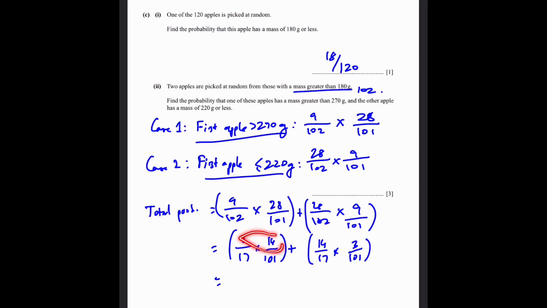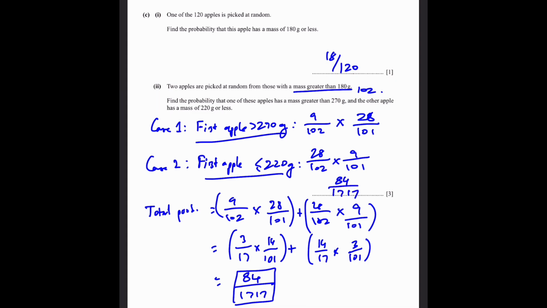So multiplying this, we get 42 on both. And 17 times 101 will be 1717. So 42 plus 42 is going to be 84, and the denominator is 1717. And that'll be our answer in simplest form.